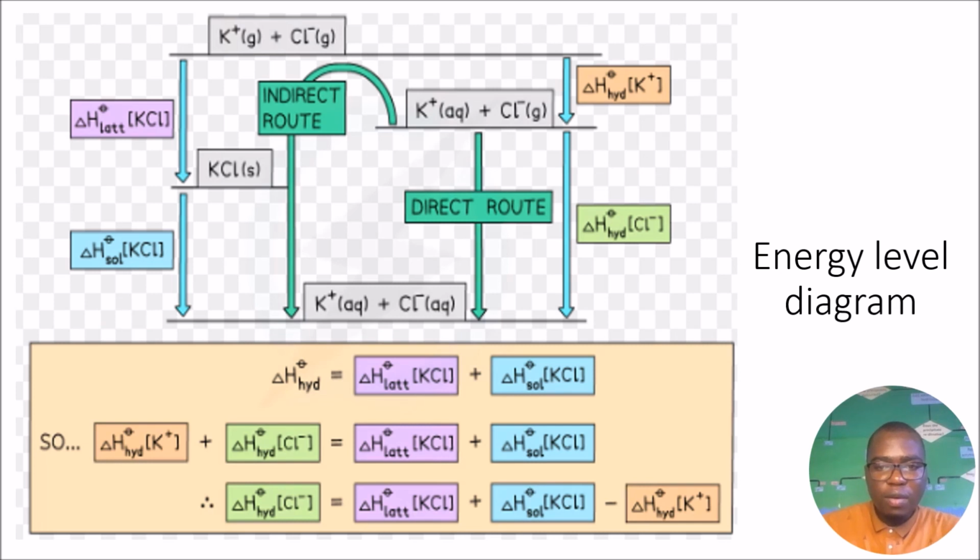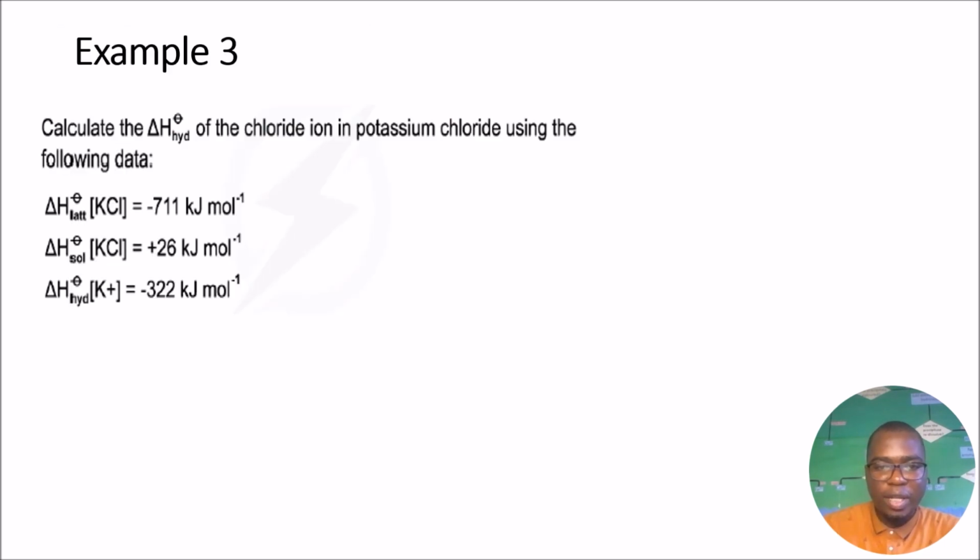All right, so that is just an emphasis on the energy level diagram, which we have already discussed. Okay, let's look at example number 4. Example number 4 says calculate the enthalpy of hydration of the chloride ion in potassium chloride. So potassium chloride, we know it's KCl. What they want is for us to find the value for the Cl, meaning the K they've already given us, using the following data.